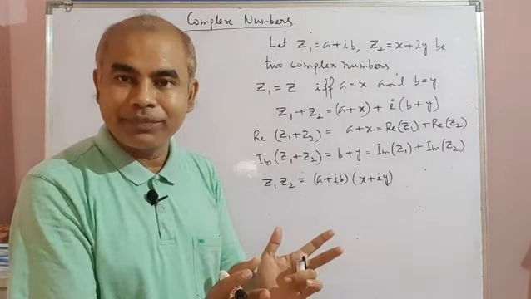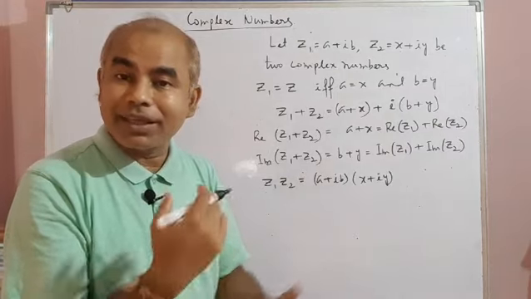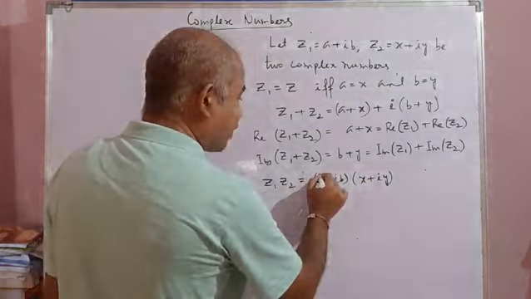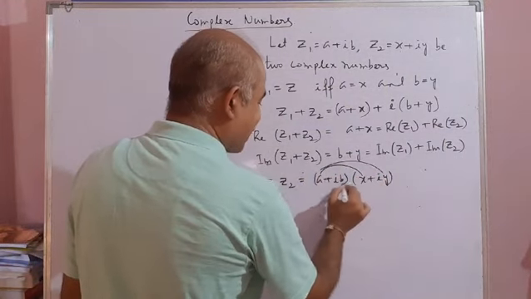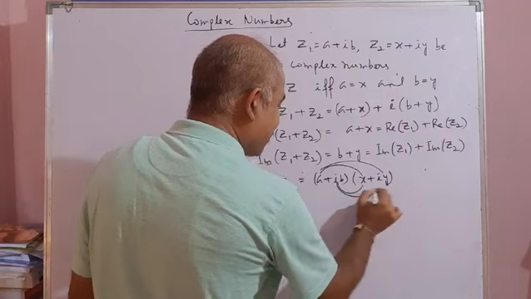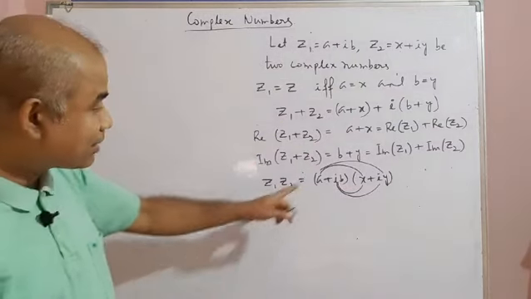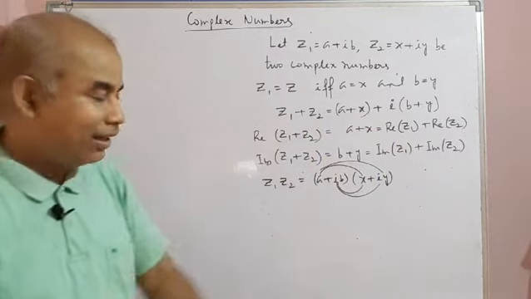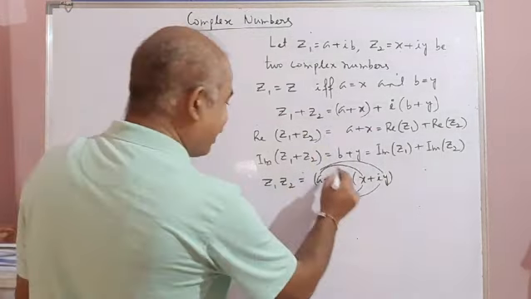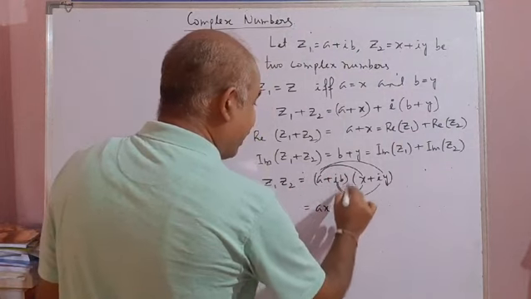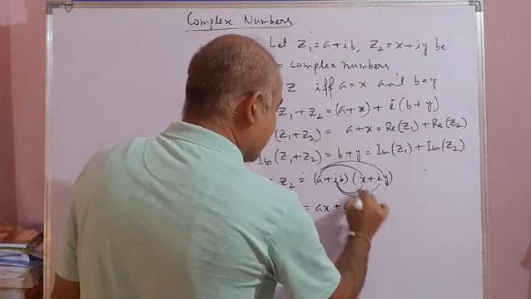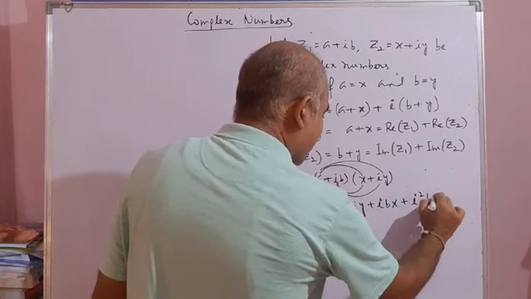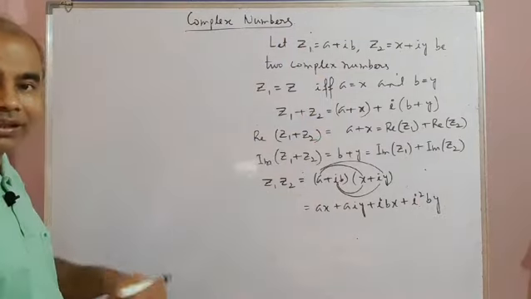That means binomial. In binomial multiplication in algebra, the first term of the first expression multiplies all the terms of the second expression. Similarly, the second term multiplies all the terms of the second expression. Each term of the first expression multiplies all the terms of the second expression. If I do it this way, then it will be A into X, A into IY, IB into X, I into I square, B into Y.